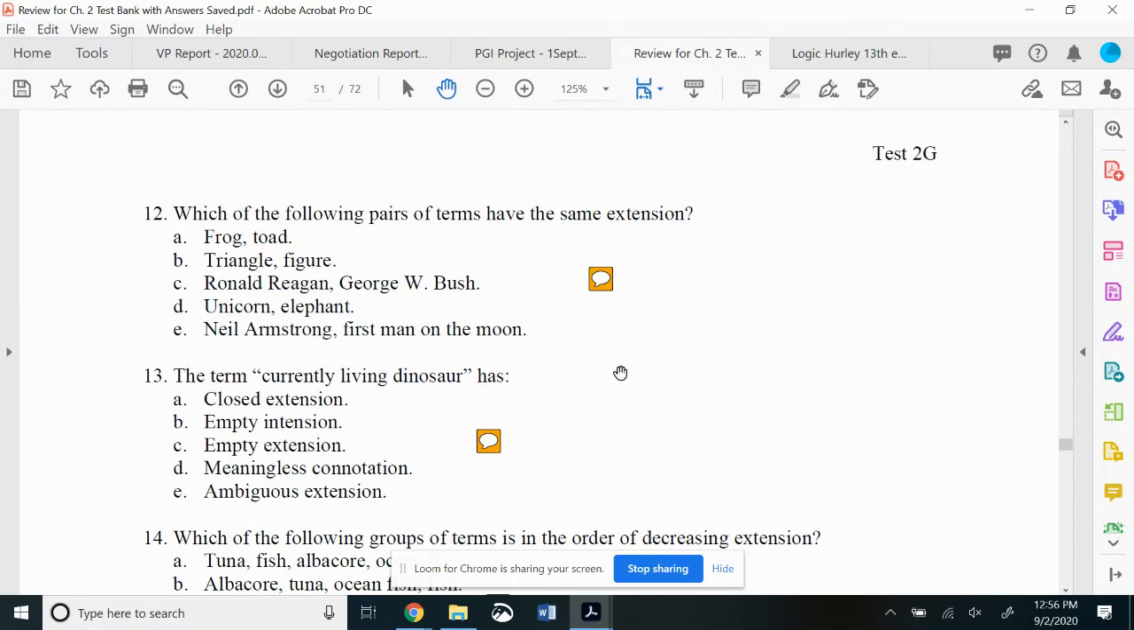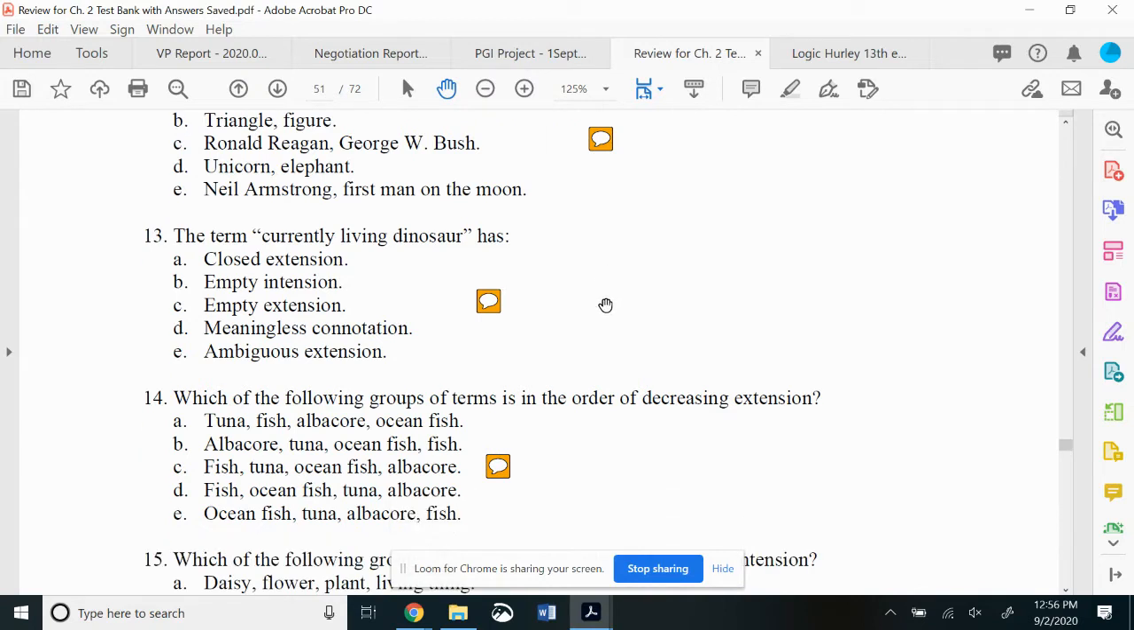12. Which of the following pairs of terms have the same extension? We could point to these, and they're referring to the same. Neil Armstrong was the first man on the moon. So it's E. Go back and look at the section of the book. 13. The term currently living dinosaur has, this is tricky. Do we have any currently living dinosaurs? No, they're all dead, right?